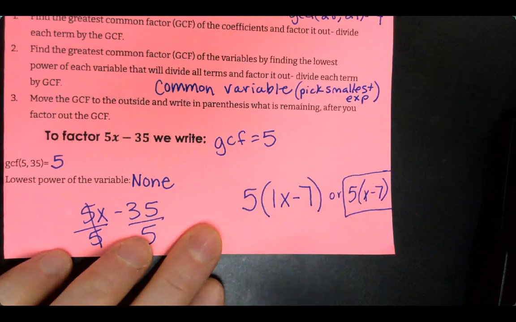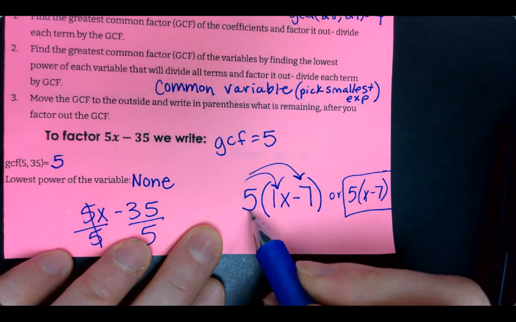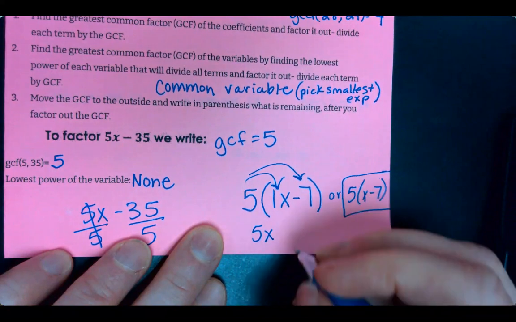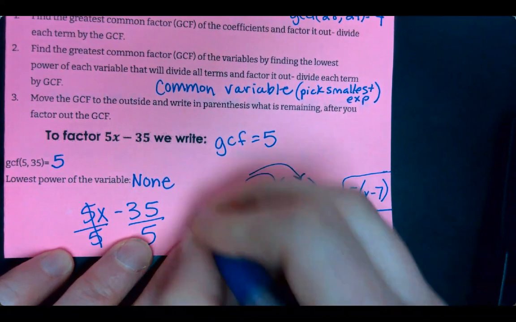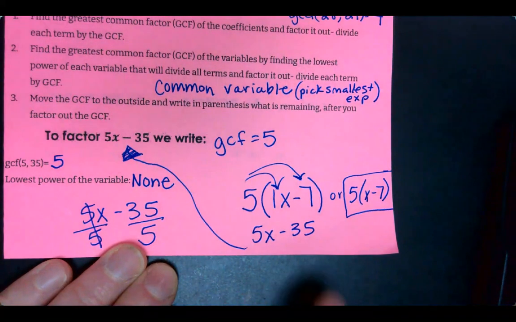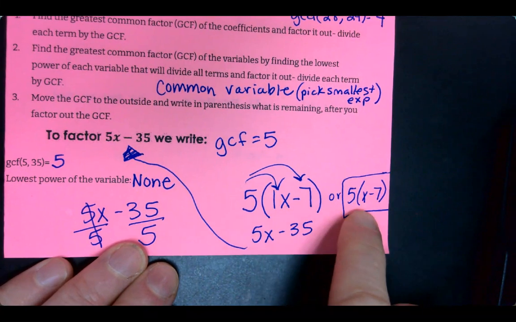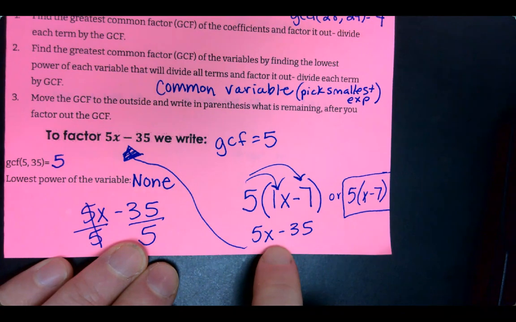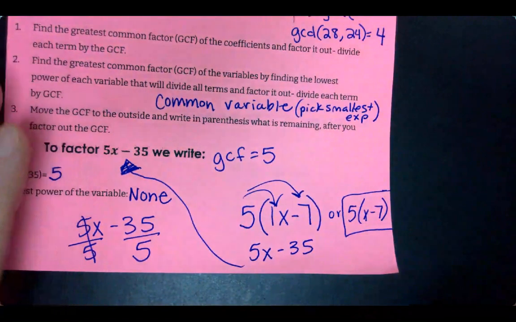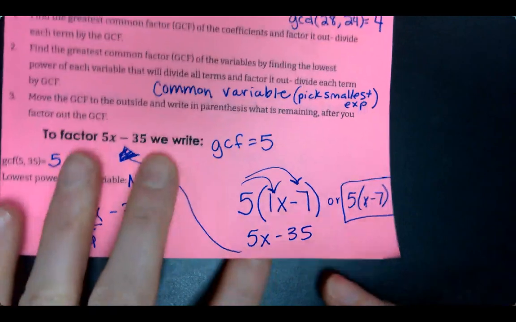So let's go ahead and just show how this works, how we get back to our original. 5 times 1x, 5x. 5 times a negative 7. Okay. So see how this is the same thing. So this is a way of checking your work, distributing it back in. We're factoring it out, and then you can check your work by distributing back in. Okay. So it's a lot of dividing. So in order to factor, we're going to divide by the GCF and subtract the exponent.